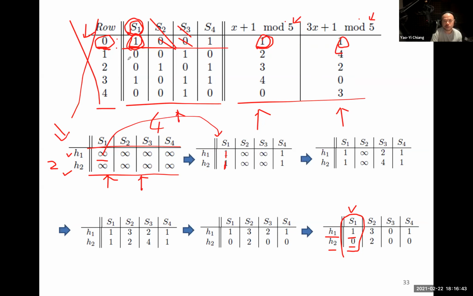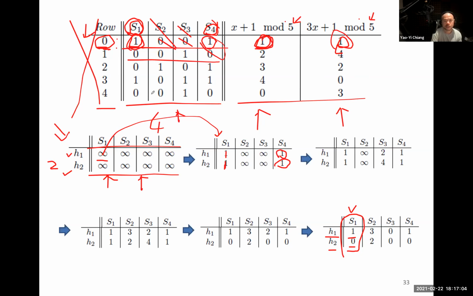Let's look at the second row. Now you are scanning the second row. Oh, sorry, you have S4. So S4, we see a 1 at location 1. So you put a 1 here. S4, we see a 1 at location 1 for hash function 2 as well. So you put a 1 here. Great.